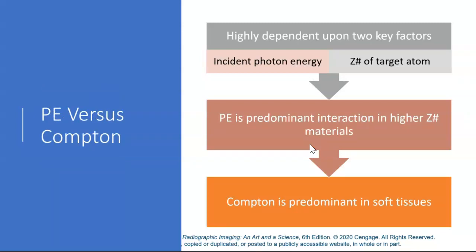So photoelectric versus Compton is highly dependent upon two key factors. The incident photon energy, so remember we talked about the 69, 69.5. Also, the Z number of the target atom. Really important if you know that you're using tungsten, or molybdenum if you're in mammography. The Z number of your target is going to change what the binding energies are for that element. So photoelectric is the predominant interaction in higher Z number materials, and Compton is predominant in soft tissues.